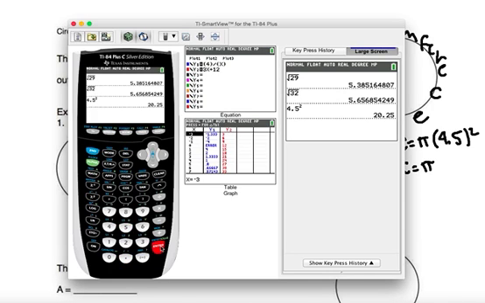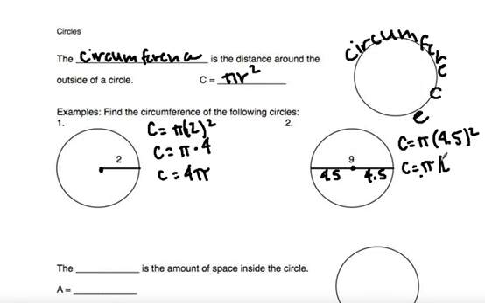So 4.5 squared would give you 20.25. So the circumference for this circle would be 20.25 pi.